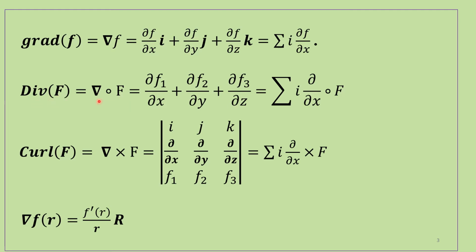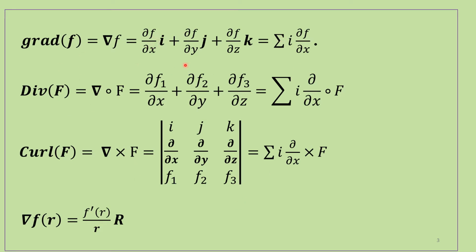So del dot f is nothing but ∂f1/∂x plus ∂f2/∂y plus ∂f3/∂z. Similarly, curl f means the cross product between the vector operator del and the vector point function f, del cross f, which is nothing but the determinant with rows i j k, ∂/∂x ∂/∂y ∂/∂z, and f1 f2 f3. So you all know these concepts very well, correct?